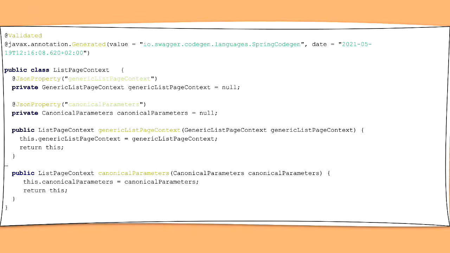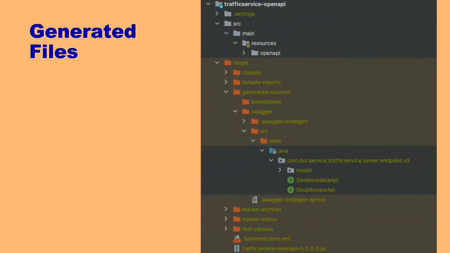And Swagger CodeGen generates the list-based context as a POJO. It has all the correct fields, and it generates all the getters and setters for us. All the generated files are put in the target folder and packaged in a jar file. Now we have a separate project with all our generated code, which we can use as a dependency in our service.